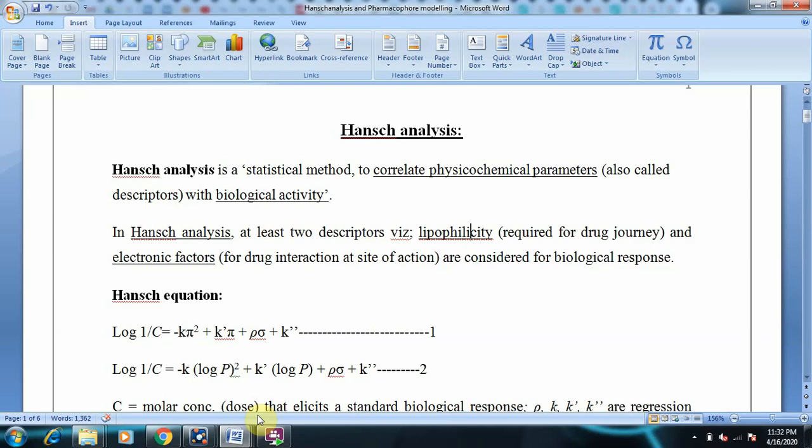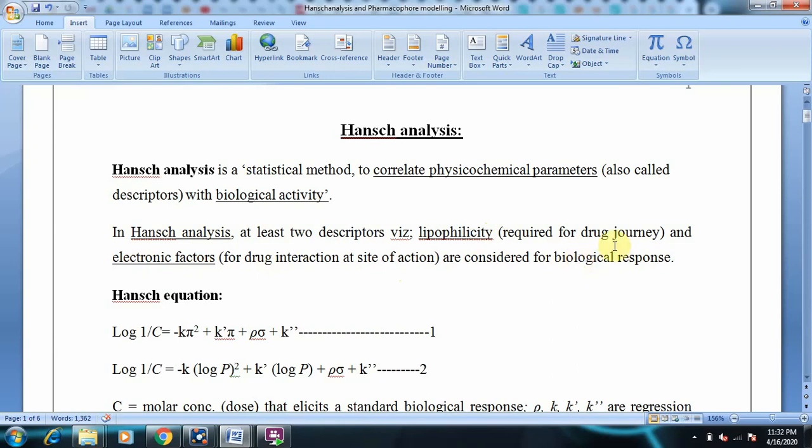The requirement is that this analysis requires at least two descriptors, namely lipophilicity as well as electronic factors, which are considered for biological response. Biological response is also called biological activity.